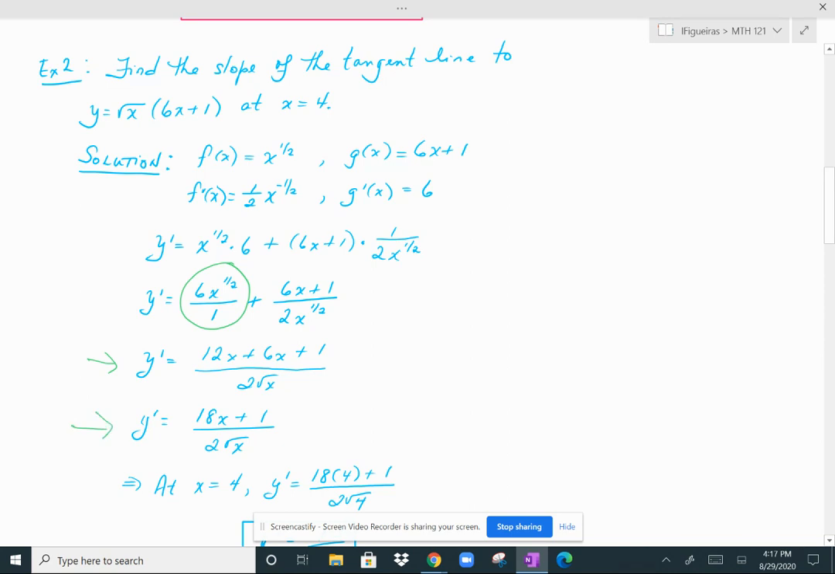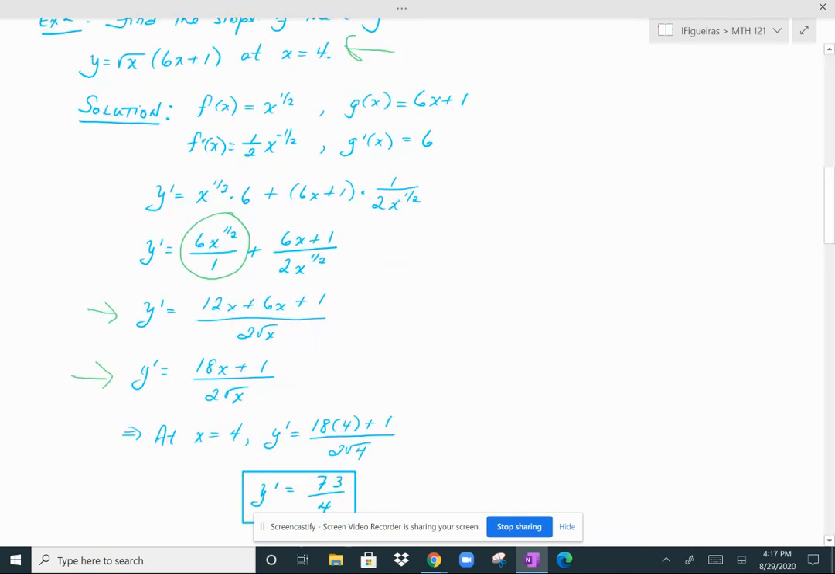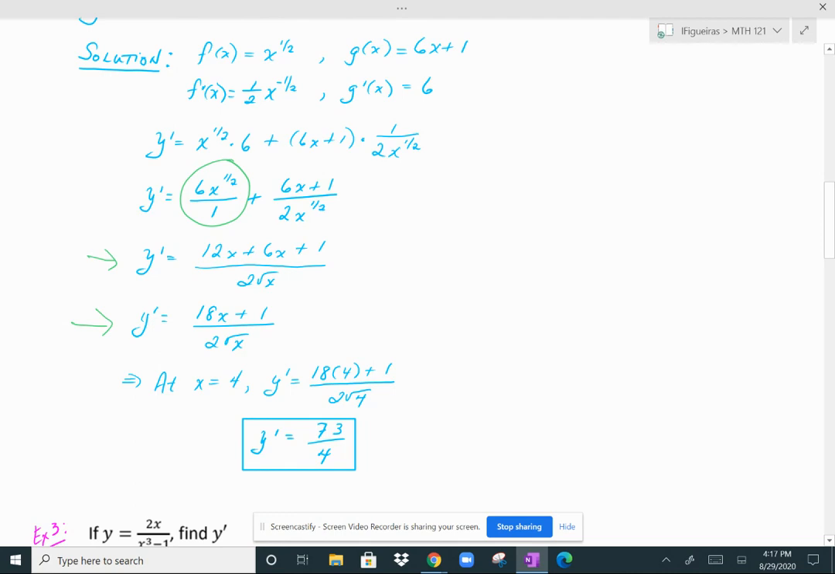But now I have to actually compute it at x equal to 4, as stated in the problem. So you plug in 4 for x, and your numerator becomes 73, and your denominator is 2 times square root of 4, which is just equal to 4. So the slope of the tangent line to the curve at x equal to 4 is 73 over 4.